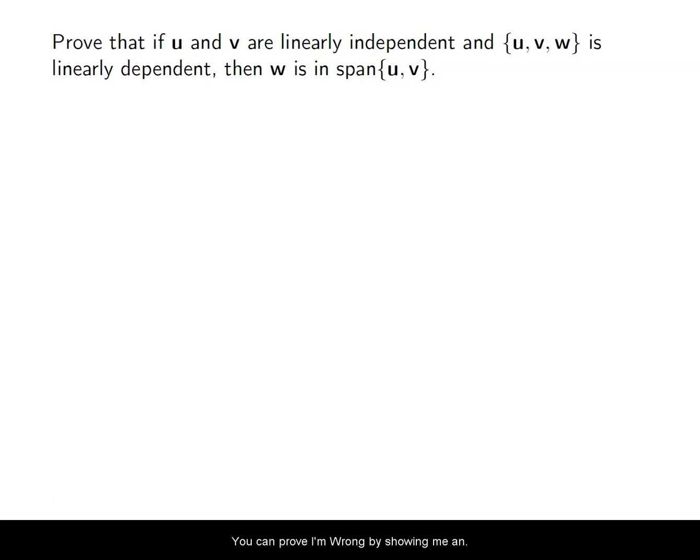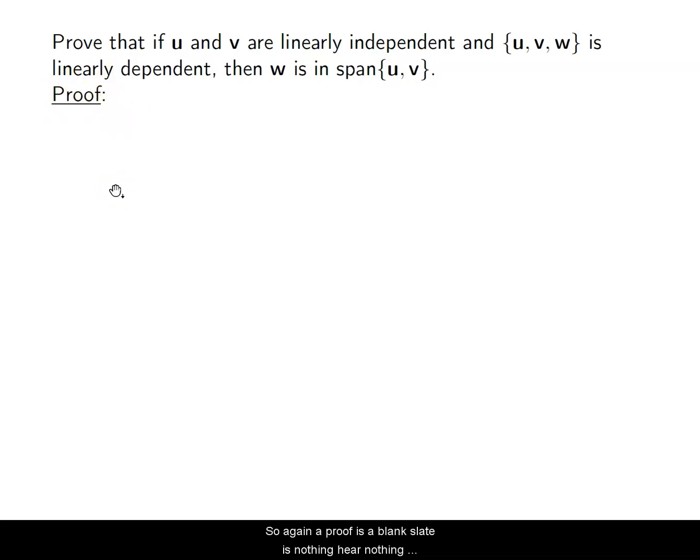You can prove I'm wrong by showing me an example. For instance, if you tell me it rains every single Tuesday and I bring you outside on a Tuesday and it's not raining, I win. I proved you wrong. So you can prove something is incorrect with a counterexample, but you cannot prove me correct with an example. I hope that helps a little bit. Let's go ahead and get started. Whenever we have a proof, we have to specify that we're doing a proof. So prove, verify, show, all of those mean we are doing a proof.